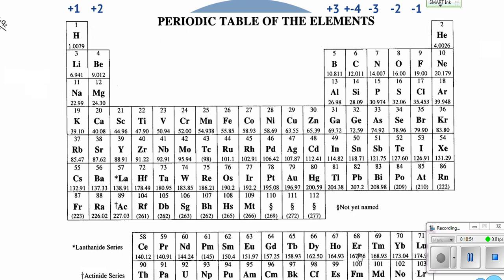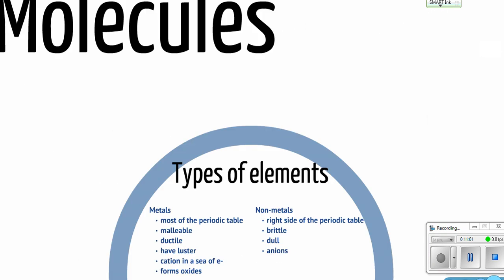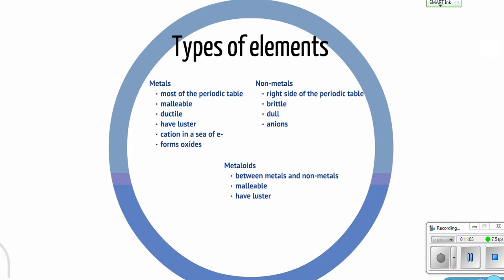Everything over, including down here, these are called the rare earth metals, and they are metals. Metals, as you can probably guess, conduct electricity. We'll talk about why in just a moment. But they are malleable, which means you can hit them with a hammer and they will move and shape themselves. They can be hammered into thin sheets. They are ductile, meaning they can be pulled into thin wires. And they have luster. They are typically very shiny.